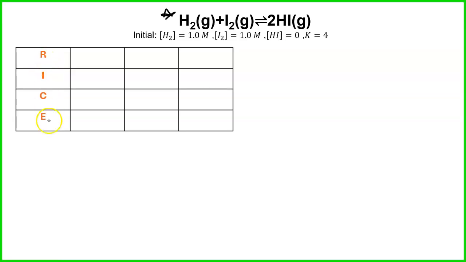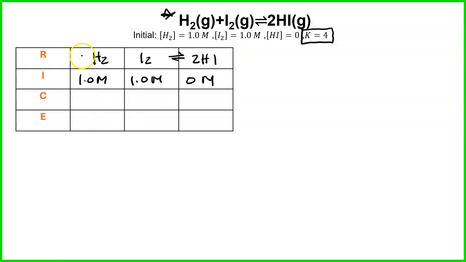I like to use the rice table, so I'm going to rewrite my reaction. I have hydrogen and iodine in equilibrium with 2 hydrogen iodides. My initial concentrations are generally given. For hydrogen, our initial concentration is 1 molar. For iodine, the initial concentration is also 1 molar. And for the hydrogen iodide, there's nothing at the start. A lot of times for your products, there isn't any concentration at the beginning of the reaction. We are going to use this K equals 4 in a moment.